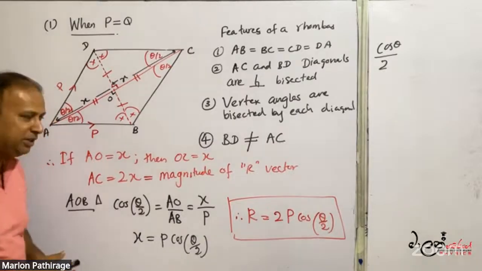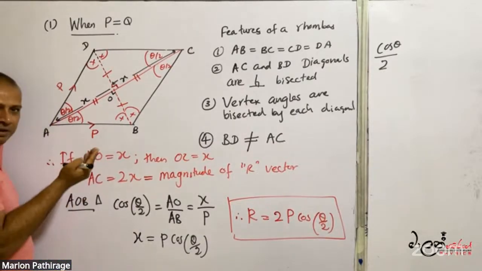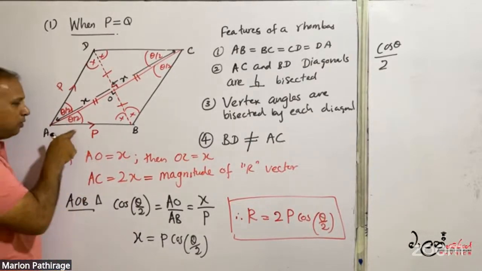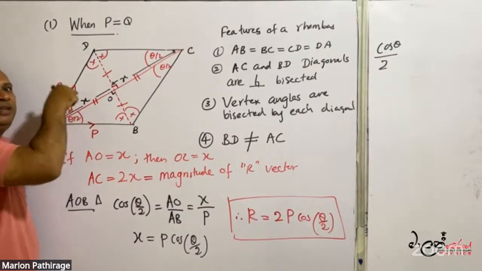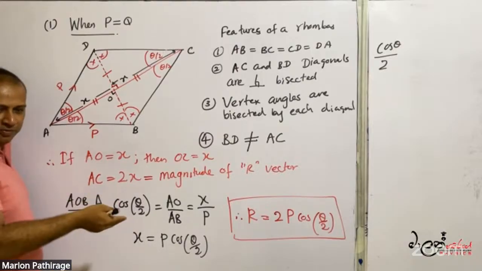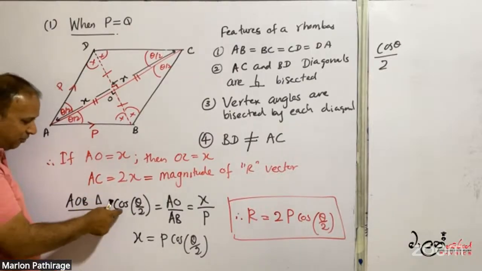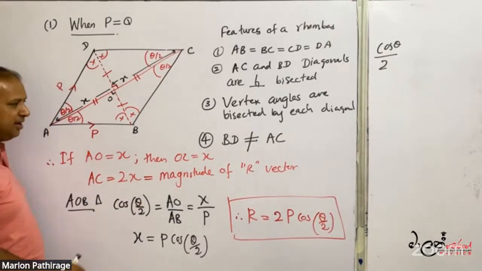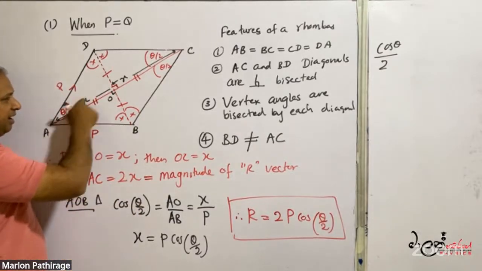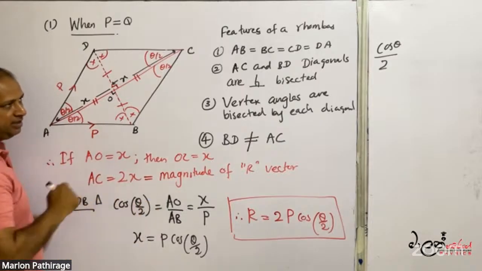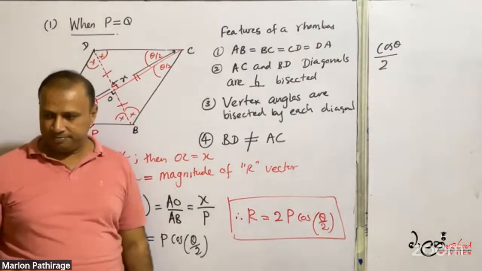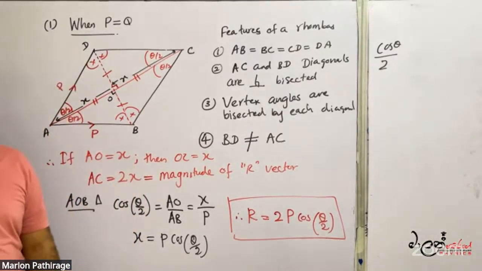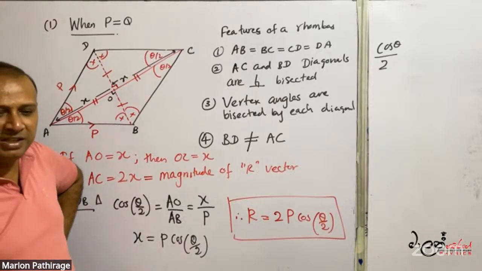Actually, I need to determine the cos value of this angle. So what is this angle? That angle is equal to theta over 2, the half angle. Therefore, cos value of this angle is equal to adjacent side over hypotenuse. Is that clear? If it is clear, please raise the hand.